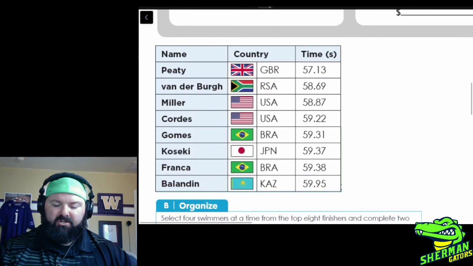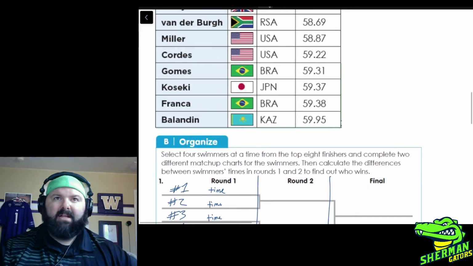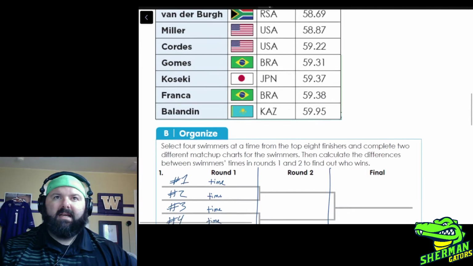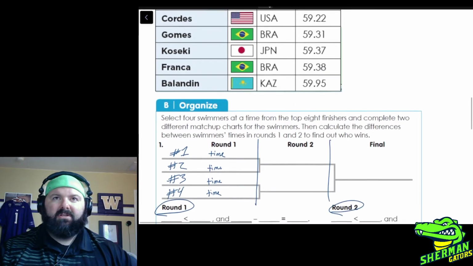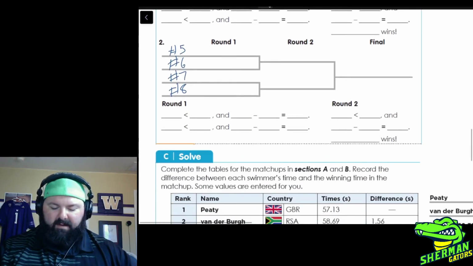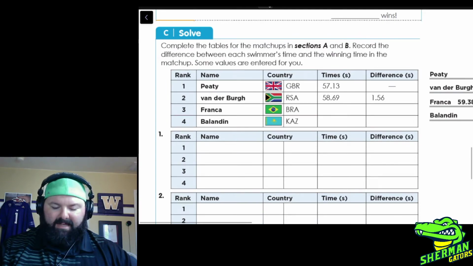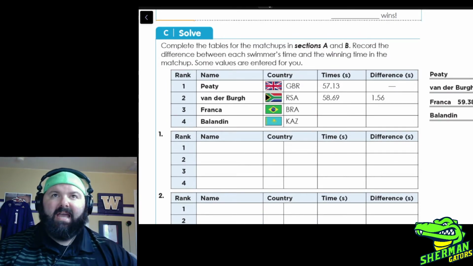Remember, the top 8 finishers right here. And complete 2 different matchup charts for the swimmers. Then calculate the differences between the swimmers' times in round 1 and round 2 to figure out who wins. Once we are done with that, we are going to complete these tables down here for the matchups in section A and B.